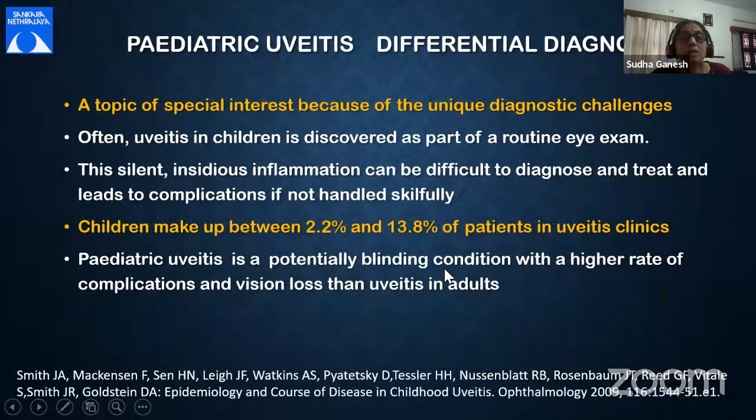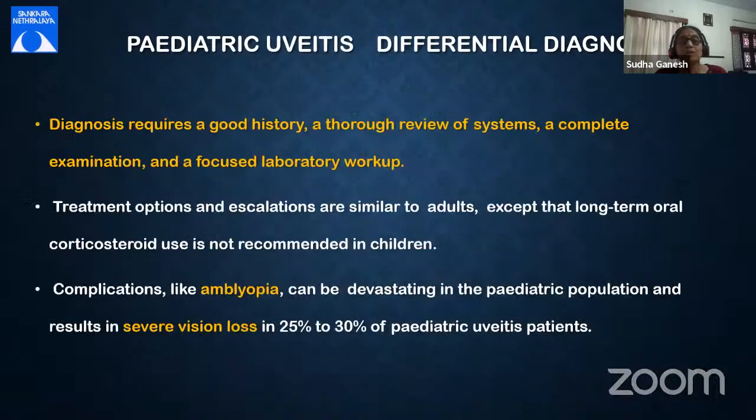Pediatric uveitis is a topic of special interest because of the unique diagnostic challenges, and often uveitis in children is discovered as a part of the routine eye examination. The inflammation is usually silent and insidious and leads to complications if it's not handled skillfully. Children make up 2.2 to 13.8% of patients in the uveitis clinics, and pediatric uveitis is a potentially blinding condition with a high rate of complications and vision loss as compared to adults.